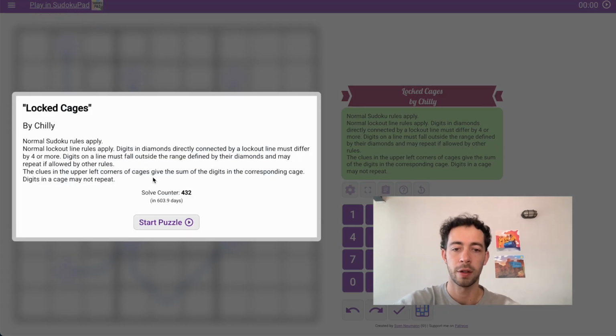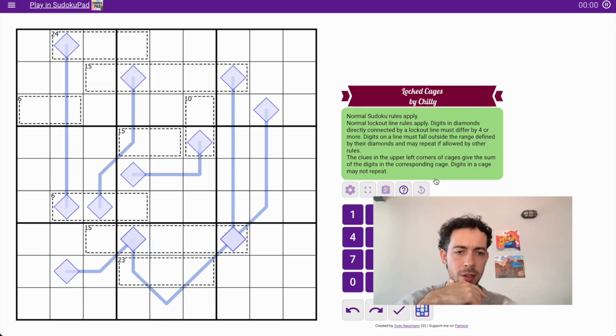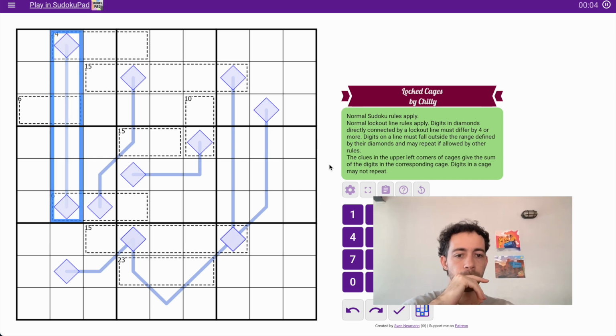Right, let's have a look at Locked Cages by Chili. Normal Sudoku rules apply. Normal lockout line rules apply. So let's just get rid of that and look at this. So these are going to be our lockout lines. Digits in diamonds directly connected by a lockout line must differ by 4 or more.